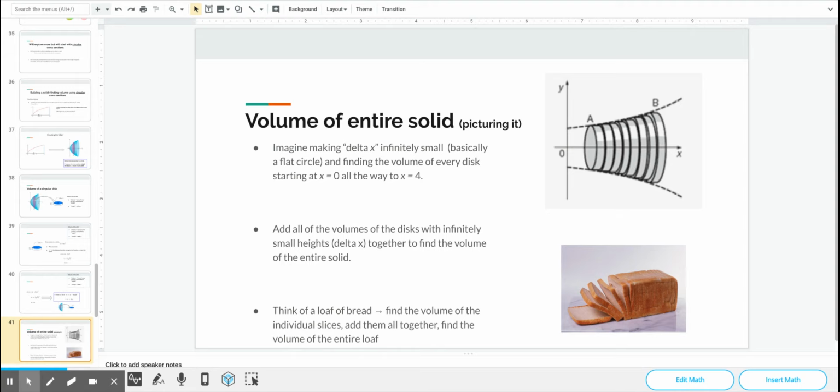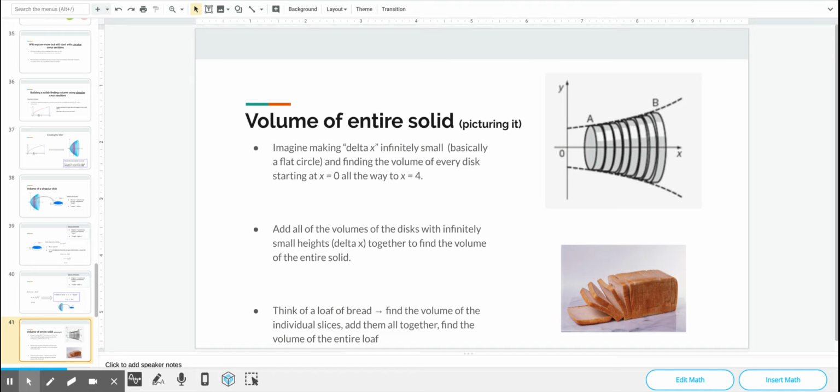It's all about picturing it. So imagine making that delta x infinitely small, and then I want to create an infinite number of disks along my region, whatever my region might be. No, this isn't the same figure we're working with. This is just something for you to visualize. It's a different function, different region, which means it's a different figure. But this is the idea. What if I were to make a bunch of little disks along the way and stack them on top of each other? If I can find the volume of those disks, which we can because we just proved it, and then add all of those volumes up, I now have the volume of the solid itself.